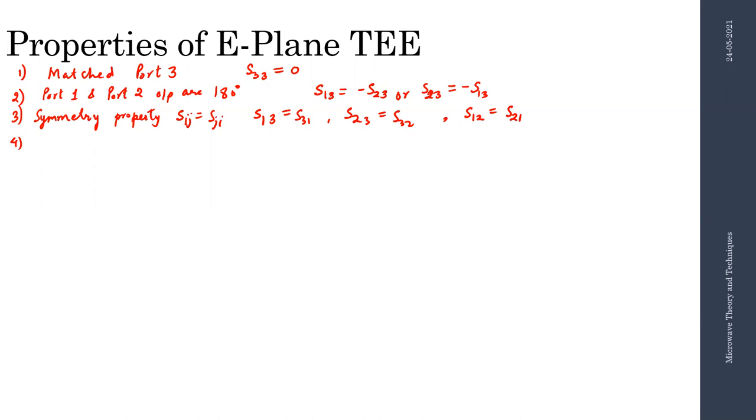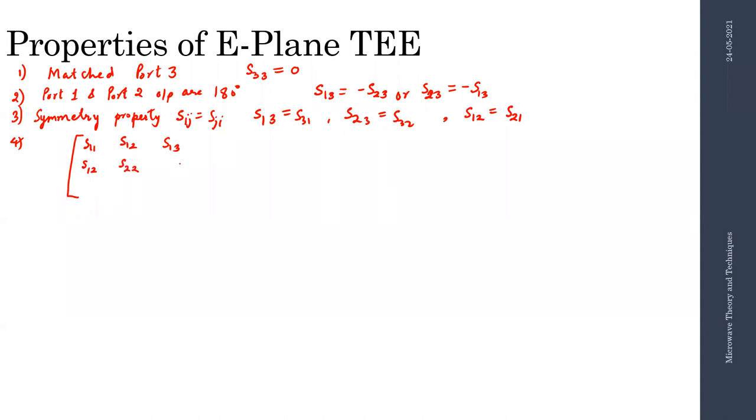Whatever properties I wrote here, let me write the matrix. My matrix is now S11, S12, S13, then S21. As I said, S21 is now S12, because in this third property S21 is equal to S12. So I am writing S21 as S12. You see how I am writing the matrix?